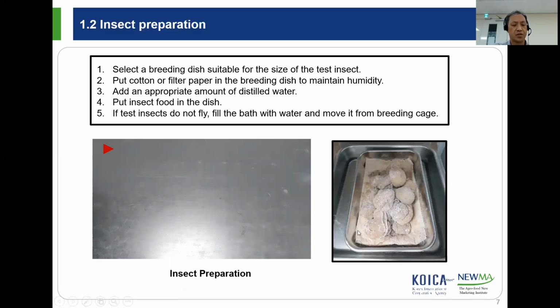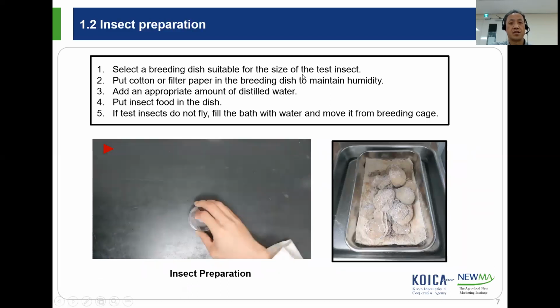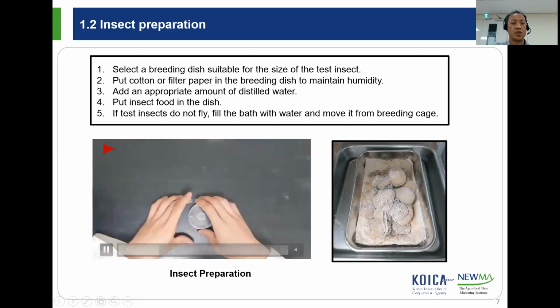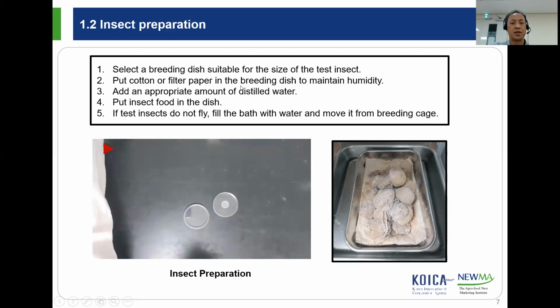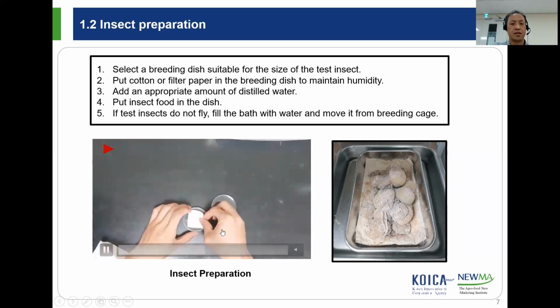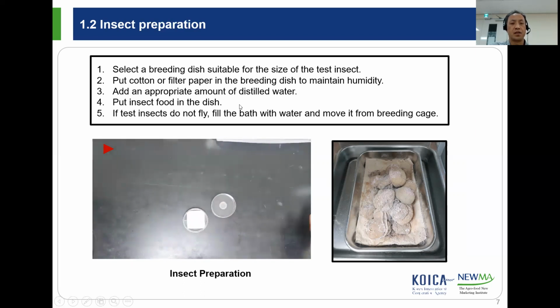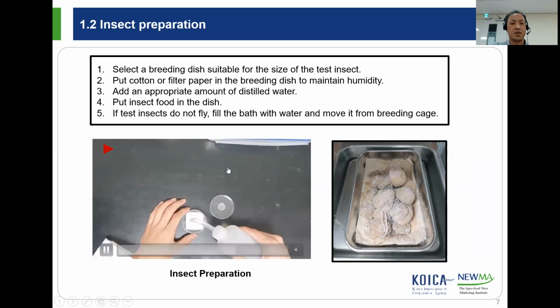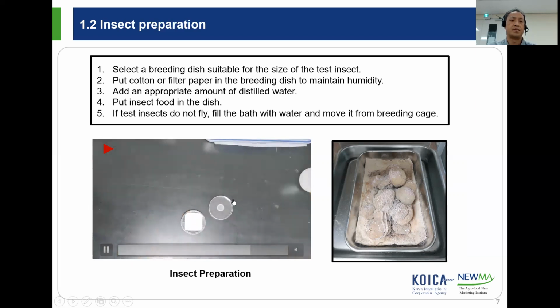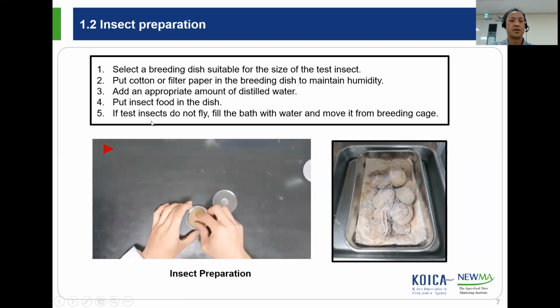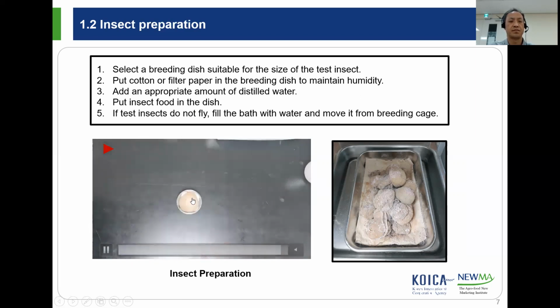This is the preparation process of mealybugs for the response test with the fumigant. First, select a breeding dish suitable for the size of the test insect. This one, a very small one. Put cotton or filter paper in the breeding dish to maintain humidity, like this. Then add an appropriate amount of distilled water. Put insect food in the dish. This is the potato.